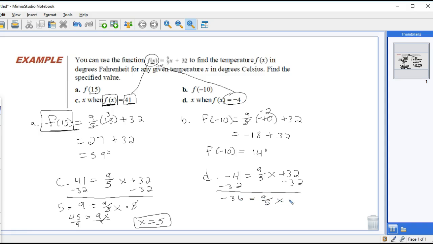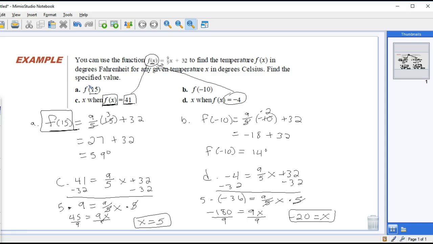Okay? So now I'm going to multiply by 5. I'm going to put that in parentheses so I know it's a negative 36. And 36 times 5 will give me negative 180 equals, and then multiply by 5 and divide by 5 cancel out. I'll have just 9x. And then divide by 9, and 9 goes in 18 twice, so it should go into negative 180 twenty times, so my answer is negative 20 equals x. And there's my solution for D.